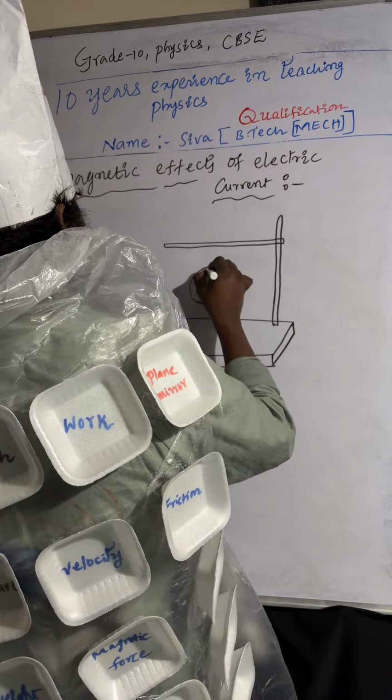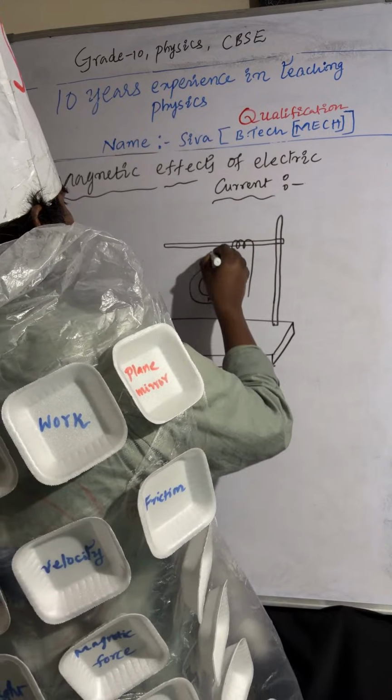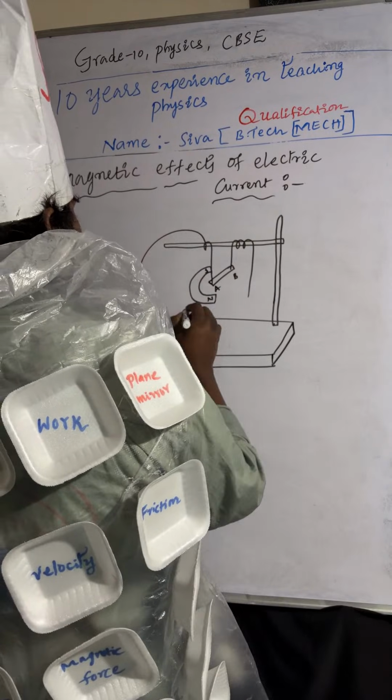So north and south. Current is passing like this. Next, you can see this is a battery.